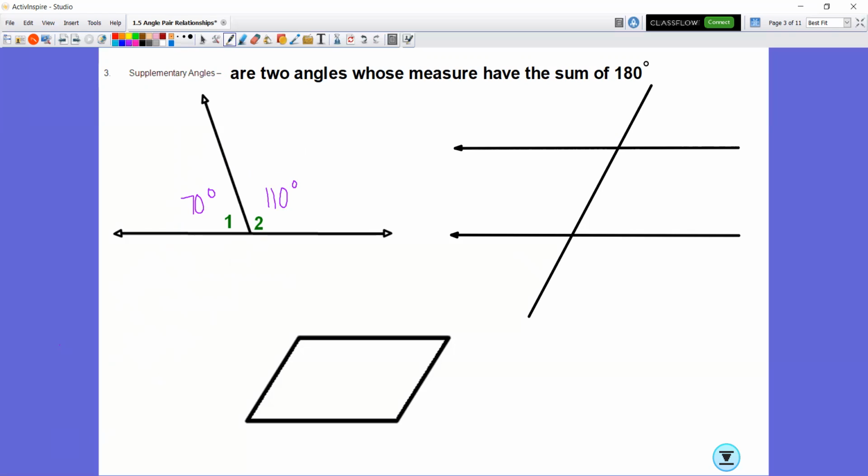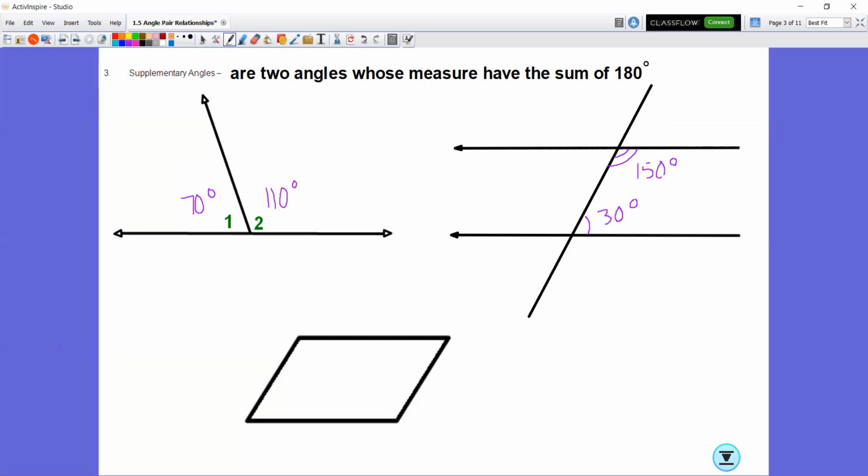Never mind. Here is another example. They're like interior. We'll talk about this next chapter. This is called consecutive interior. But let's say this is 150 degrees, and this angle in here would be 30 degrees. They are also supplementary.